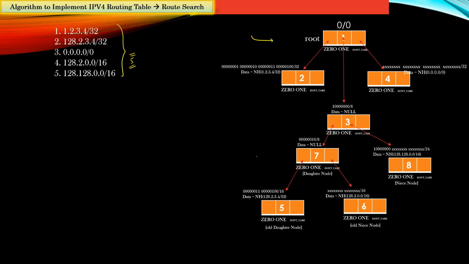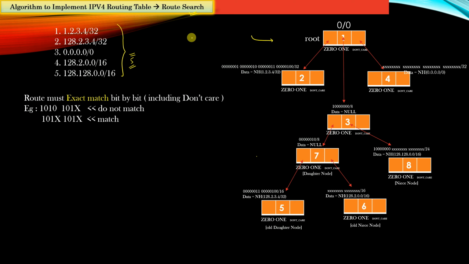Now we are going to discuss how to search a particular route in this mTry data structure. When I say searching a particular route, it means that given a route, let's say 128.128.0.0/16, I need to come up with the answer yes or no whether this route is present in this mTry data structure or not. So the route search algorithm is based on exact match bit by bit, including the don't care.